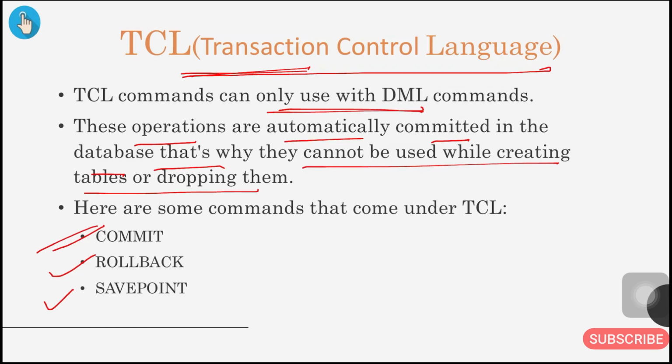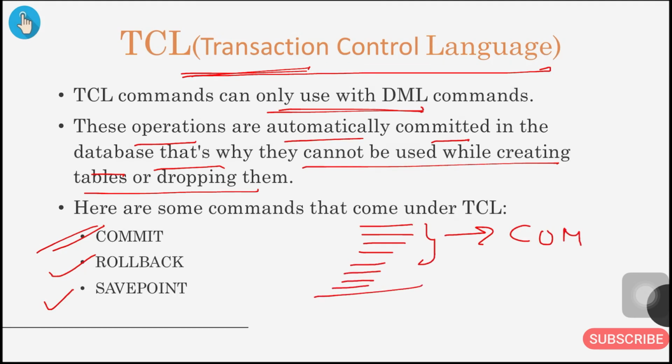Now comes the savepoint. So what exactly is a savepoint? Suppose you have inserted your data and you commit it, right? Then again you insert your data, and after some point you save that as a savepoint. You use the word savepoint. Then again you insert data and you realize that this data is wrong, so you have to undo it. There you use rollback.